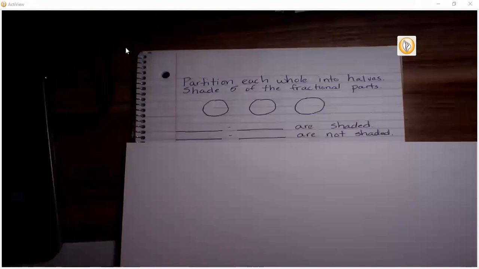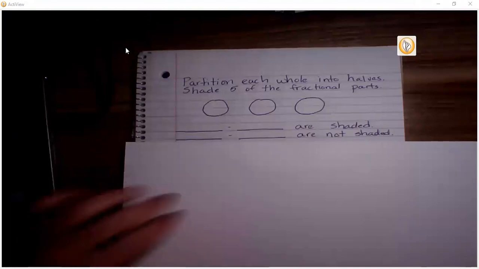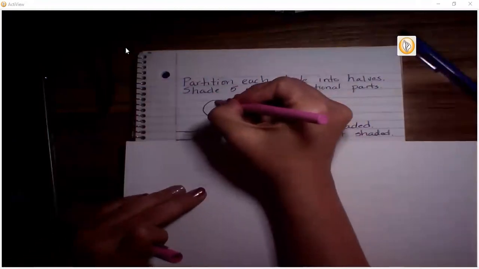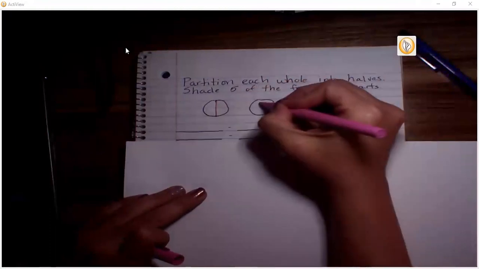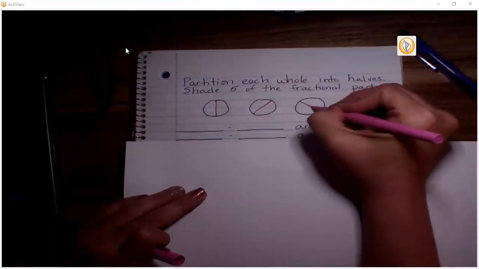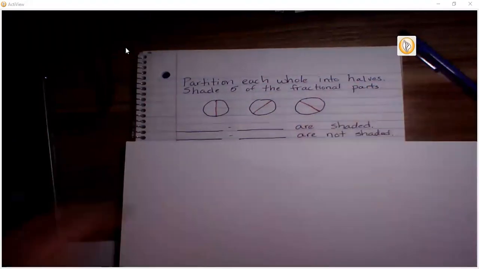So partition. Partition means to cut. I want you to cut each of these whole circles into halves. So I'm going to take my pencil. Actually, I'm going to switch so you can see my colors really easily. I'm going to cut each one in half. Your halves don't really matter the way they're facing as long as they're equal halves.